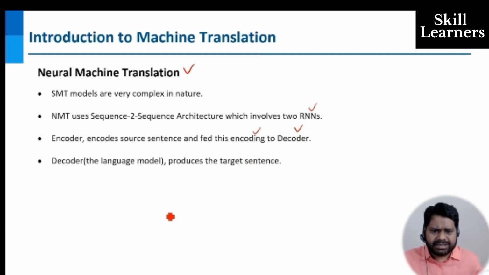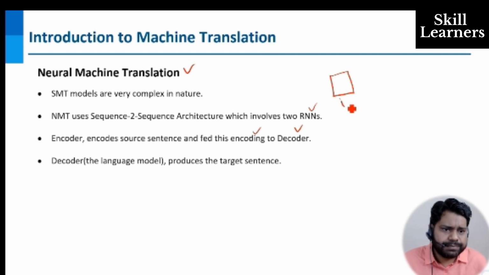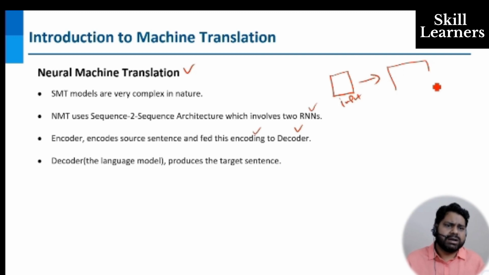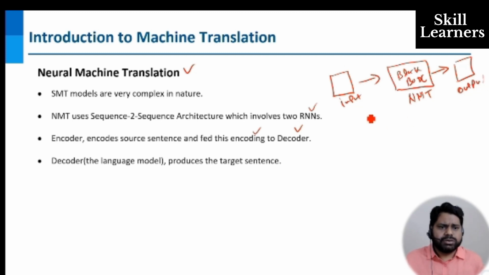Okay. So let's try and understand this. What happens is that there is an input. This goes to a black box. This is a black box. This black box is neural machine translation. And for that input, it gives you output. So now let's further break this down.